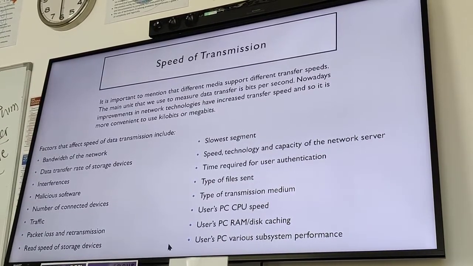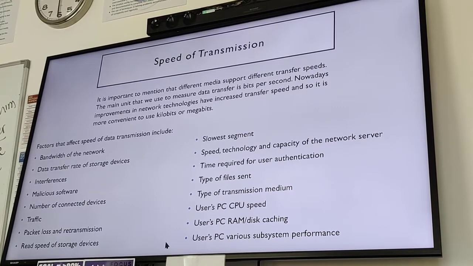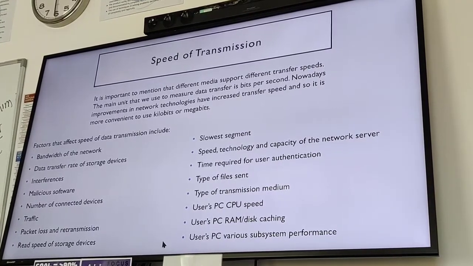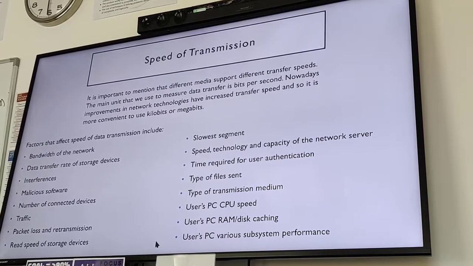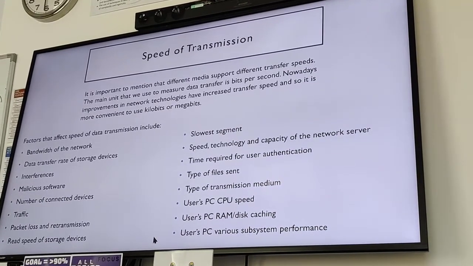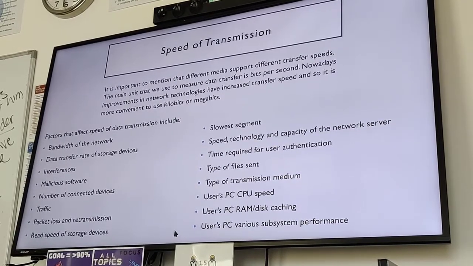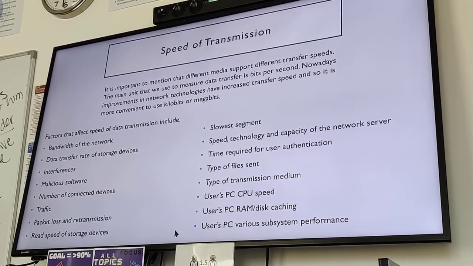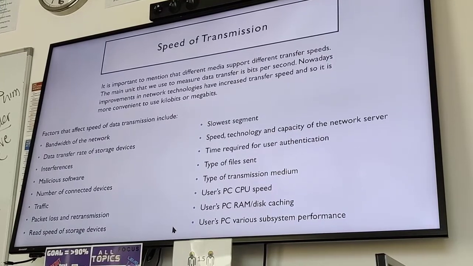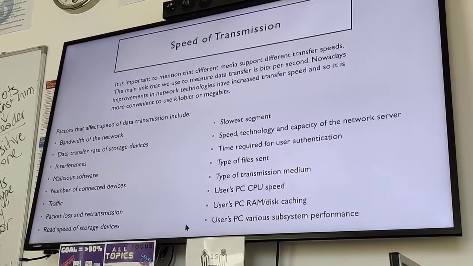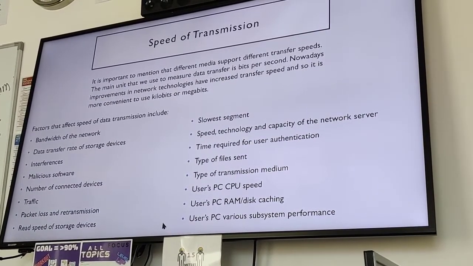So factors that affect speed of data transmission include bandwidth of the network, data transfer rate of storage devices, interferences, malicious software, number of connected devices, number of users and users' demand at any particular time, basically traffic, packet loss and retransmission, read speed of storage devices, slow segment, speed technology and capacity of the network server, time required for user authentication and various security checks that take place, types of files sent, type of transmission medium, uses PC CPU speed, uses PC RAM/disk caching, and finally uses PC various subsystem performance.